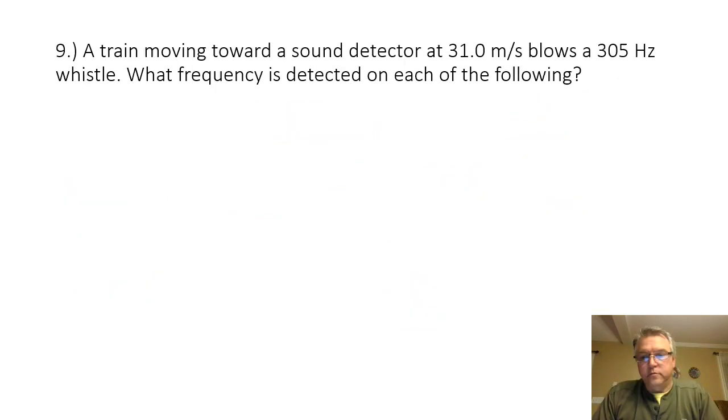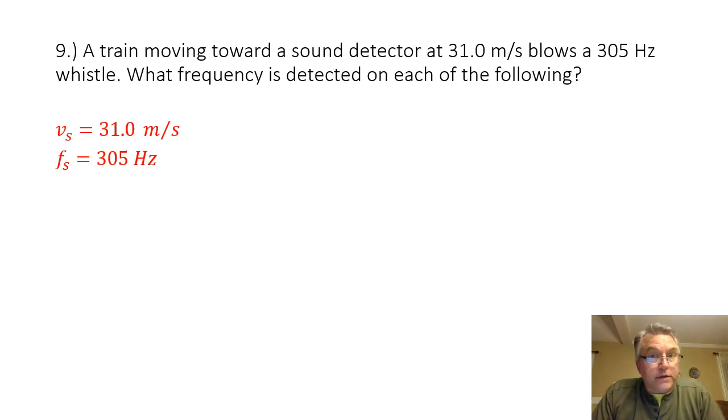Problem 9. A train moving toward a sound detector at 31.0 meters per second blows a 305 hertz whistle. What frequency is detected on each of the following? So first of all, let's take a look and see what we're given. We know that we have the source of the sound wave, which is the train moving at 31 meters per second. So that's the velocity of my source. The frequency emitted by that source is 305 hertz.